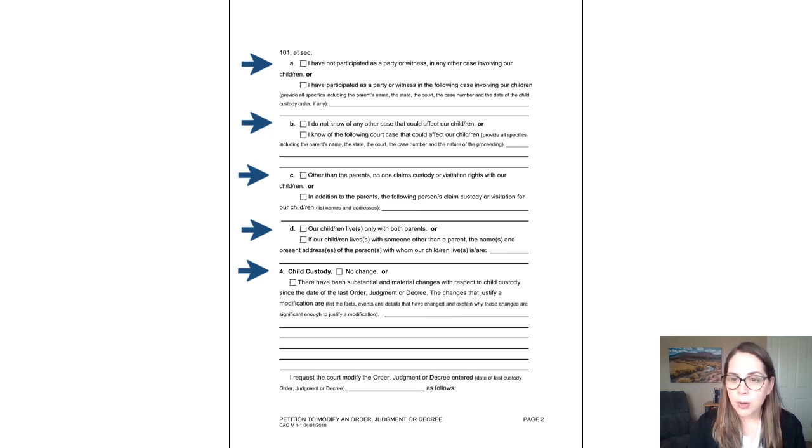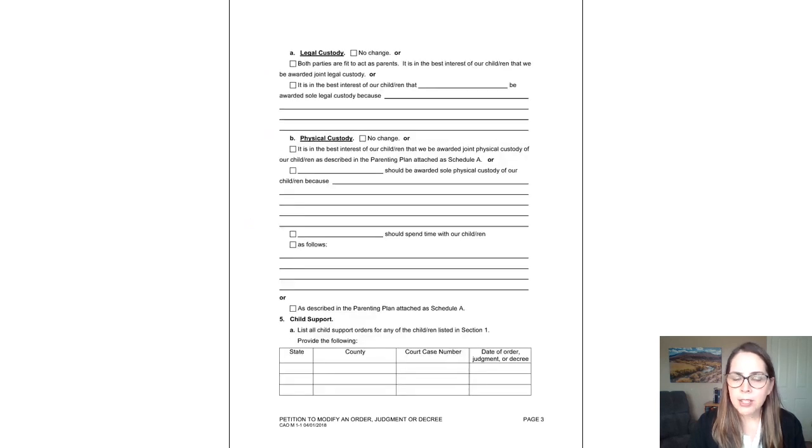If you already know what you want to put, that's fine. If you're not sure, talk to an attorney. Down here, you're going to put the date, the last date of the order. That the existing order, what was the last date of the judgment? Here on page 3, it's going to address legal custody.